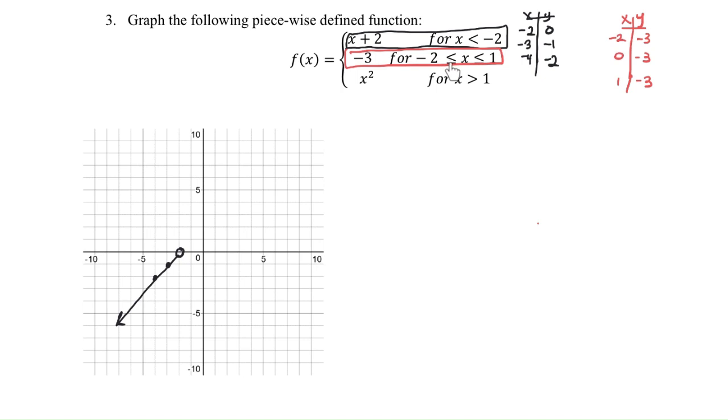And then at -2 and at +1, since it equals or includes both of those, then these can be closed circles at these two endpoints. So -2, -3 is a closed circle. 0, -3, 1, -3. So it's just a horizontal line between -2 and +1.